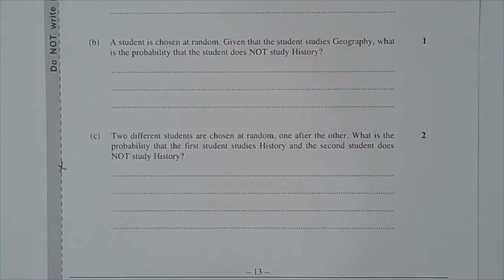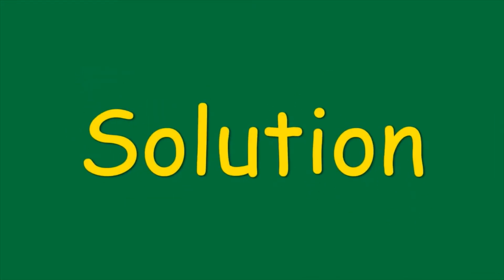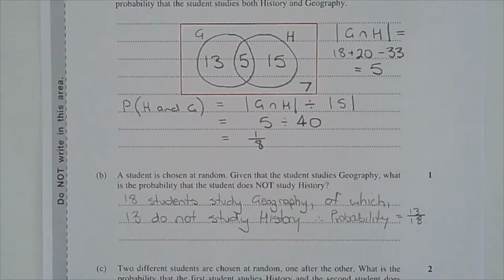Part B. A student is chosen at random. Given that the student studies geography, what is the probability that the student does not study history? This is conditional probability. We're told here that given that the student studies geography, what is the probability that the student does not study history?